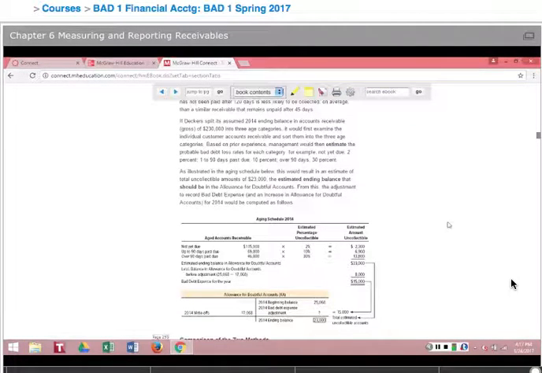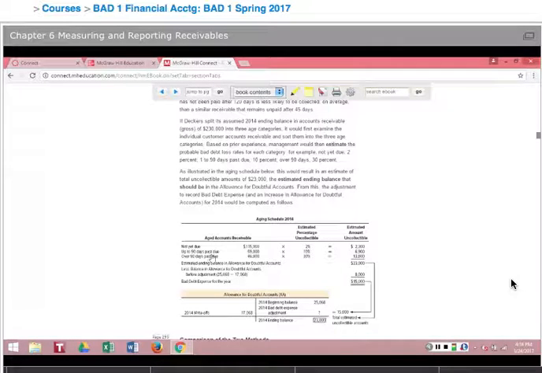So down here, they give you an example of a very tiny, simple, what we call aging schedule. And what it does is it takes all of the outstanding invoices that are still sitting uncollected in accounts receivable, and it drops them into what we call age classes. So 115,000 of our accounts receivable are not yet due. So if we offer credit terms of 30 days, that means that these sales occurred within the last 30 days. And notice that the estimated percentage of the accounts not yet due that will be uncollectible is only 2%. So 2% of 115,000 gives me 2,300.